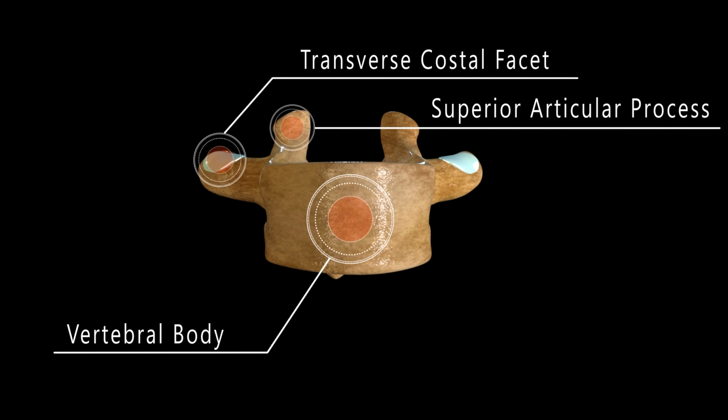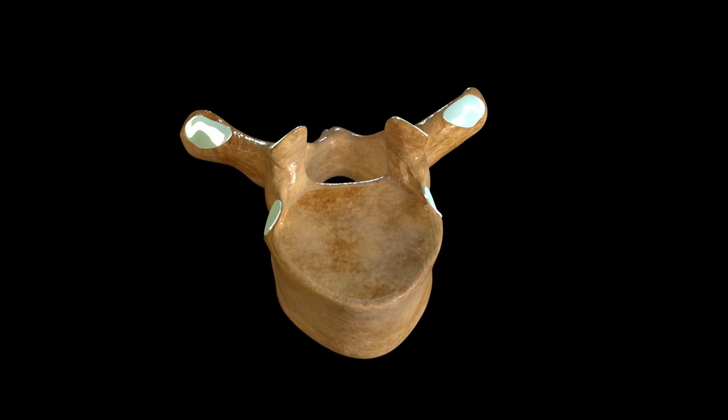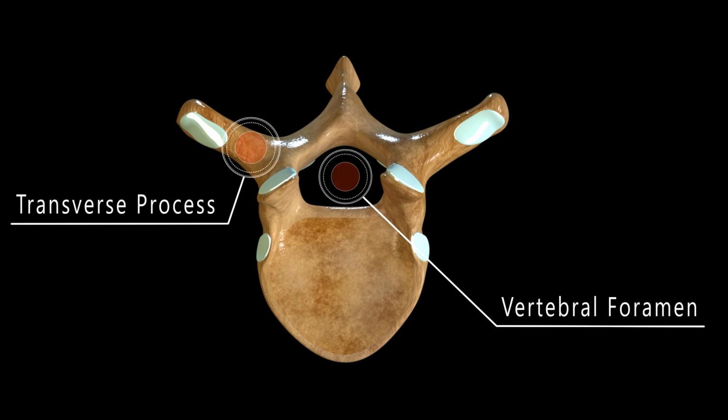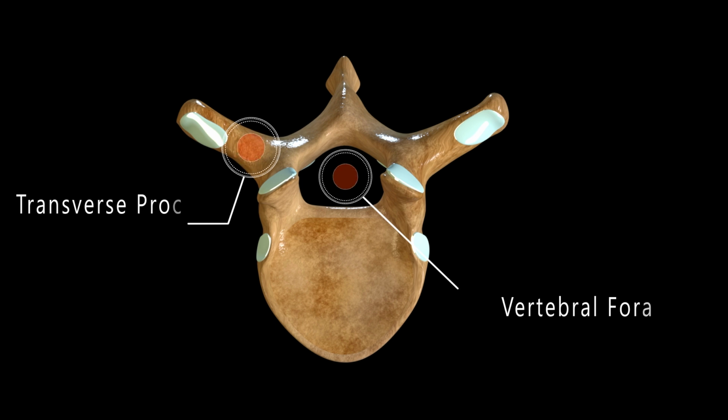And the transverse costal facet is a bony surface found on the transverse process of a thoracic vertebra. It is located on the lateral aspect of the transverse process and articulates with the head of a rib. From the superior aspect, you can see the transverse processes, which are bony projections on either side of the vertebral body, also serve as sites of muscle attachment and provide stability to the thoracic vertebral column. And the vertebral foramen, a large circular opening in the center of each vertebral body. It houses and protects the spinal cord and its associated nerve roots.